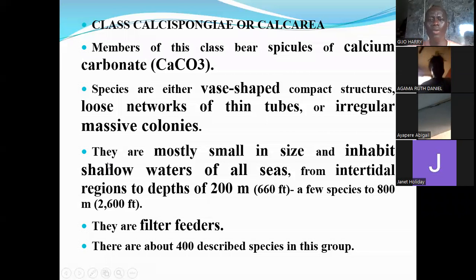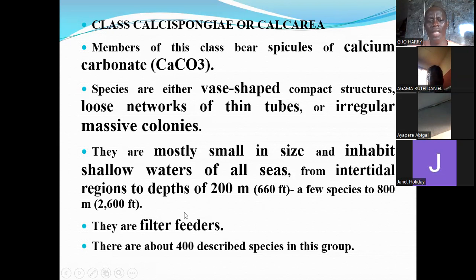The calcispongia are mostly small in size, and they inhabit shallow waters of all seas, from the intertidal regions to depths of about 200 meters.